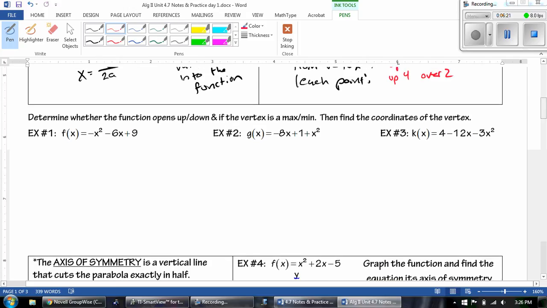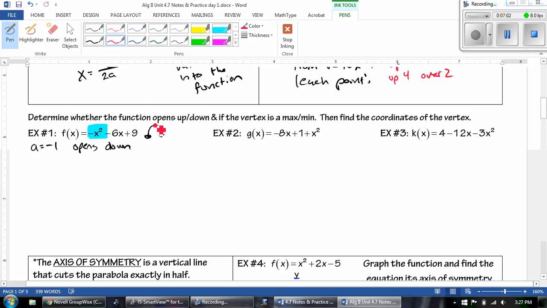So what we're going to be starting with as we come down here is we're going to determine whether the function opens up or down, and if the vertex is a max or a min. Then we're going to find the coordinates of the vertex. So the first thing I want to know is, does it open up or down? And I need to look at the quadratic term. There's my quadratic term, a equals -1. So if a equals -1, I know that it's going to be opening down.